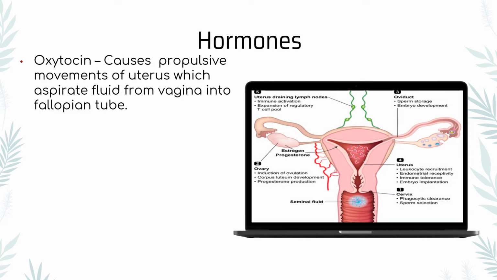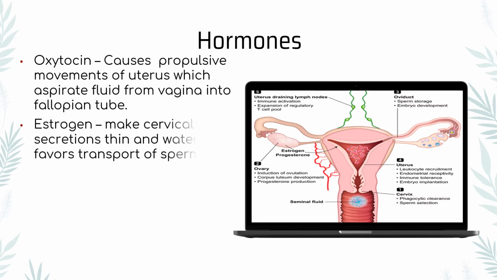Hormones. Local release of hormones as well as high concentration of certain hormones in the blood affect the sperm transportation. Oxytocin: during coitus, the stimulation of the female genitalia leads to reflex release of oxytocin from the neurohypophysis. So oxytocin causes propulsive movements of the uterus, which helps to aspirate the seminal fluid from the vagina into the fallopian tube. And then the estrogen makes the cervical secretion thin and watery, which favors the transport of the sperms.